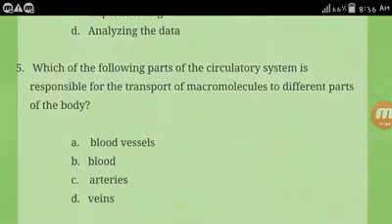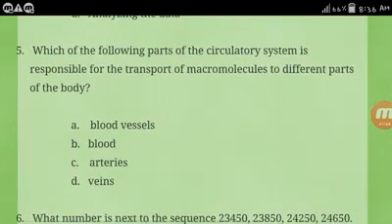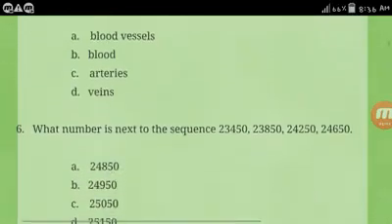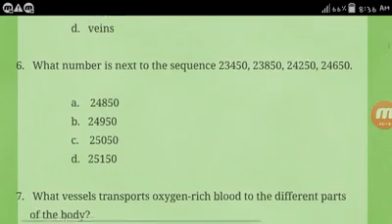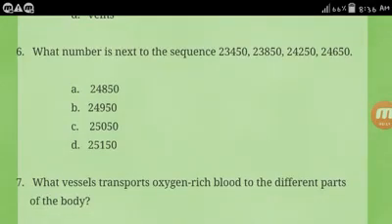Number 5, which of the following parts of the circulatory system is responsible for the transport of macromolecules to different parts of the body? Macromolecules here are lipids, proteins, and carbohydrates. So the answer here is letter B, which is blood. Blood transports all those things which I mentioned, plus oxygen. Next, number 6, what number is next in this given sequence? As you noticed, we just add 400 to each preceding term to get the next term. So here, 24,650 plus 400 will give you 25,050, which is letter C.